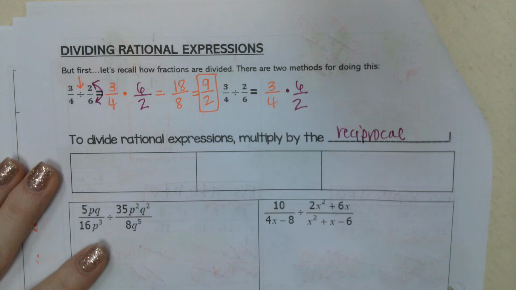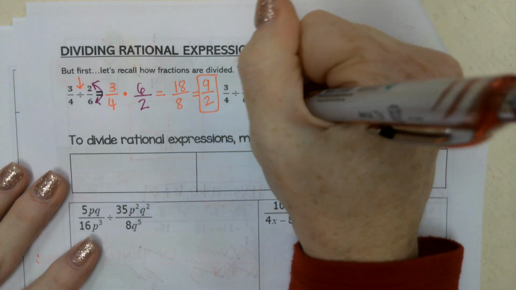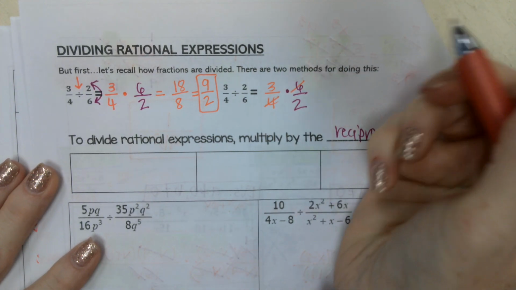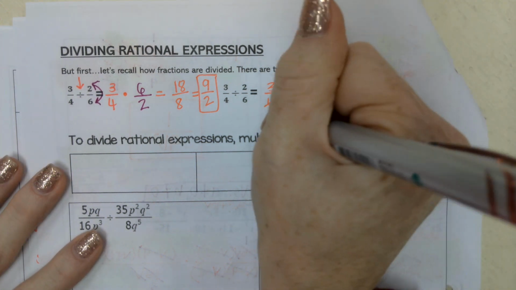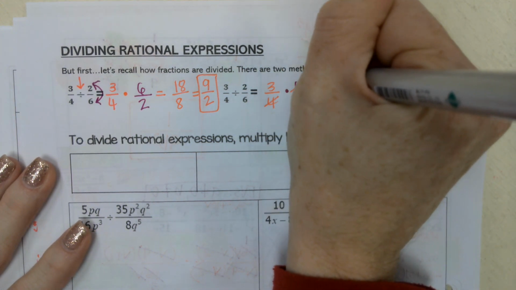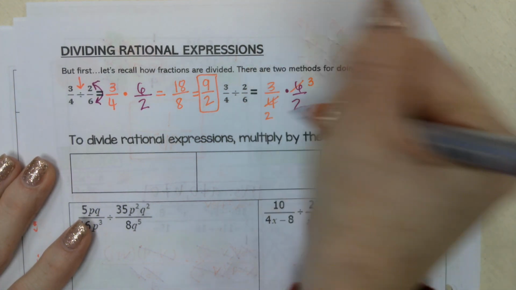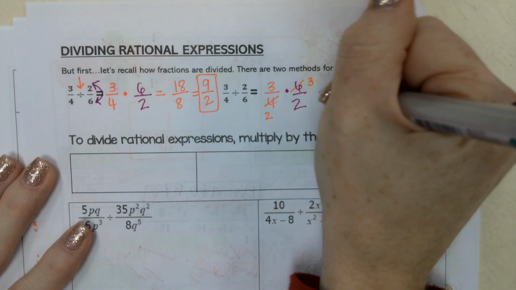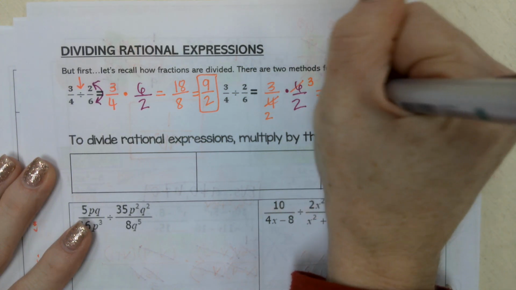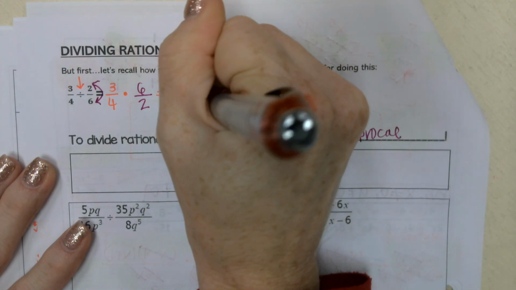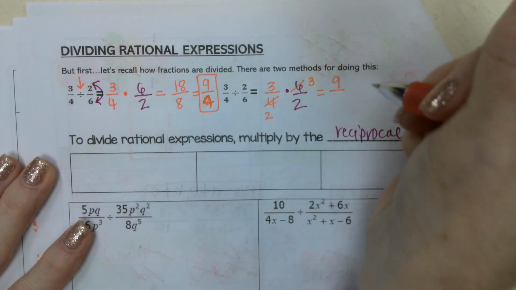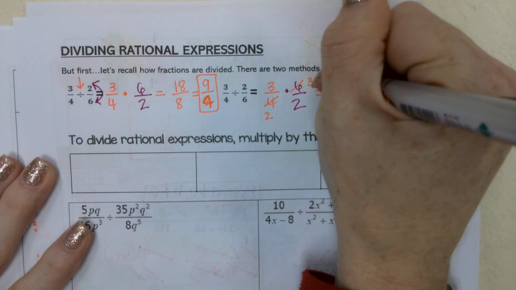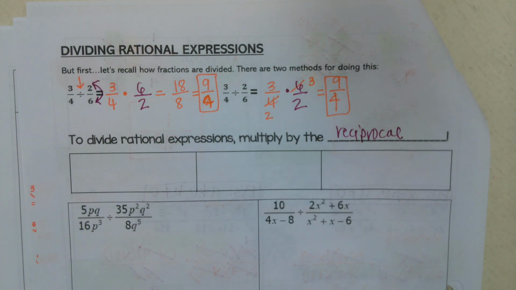Or we can reduce and then multiply. Right here, 6 and 4 or 6 and 2, it doesn't matter. That has a common factor of 2, so that gives me 3/2. That's all I can do, so when I multiply straight across, that should have been a 4. Okay? That should be 9/4 here also. See, I caught myself.